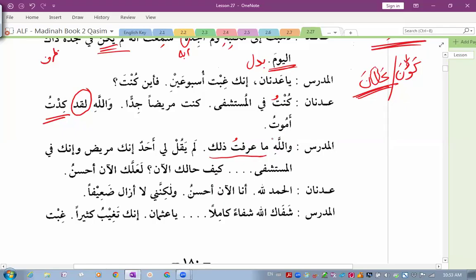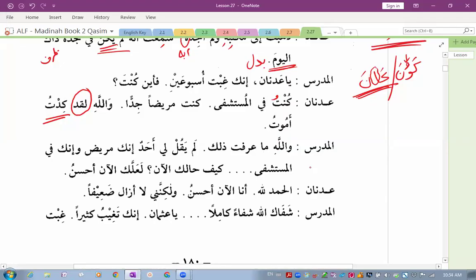Otherwise, we will need a lakad over here, because after kasam, if you have a fail madi, you need to have lakad. But if it is a negative sentence, then you do not need that. So that is very good. MashaAllah. May Allah Ta'ala increase all of us in knowledge. So the rest is Alhamdulillah. Very good. MashaAllah. Go ahead, brother Shahid.